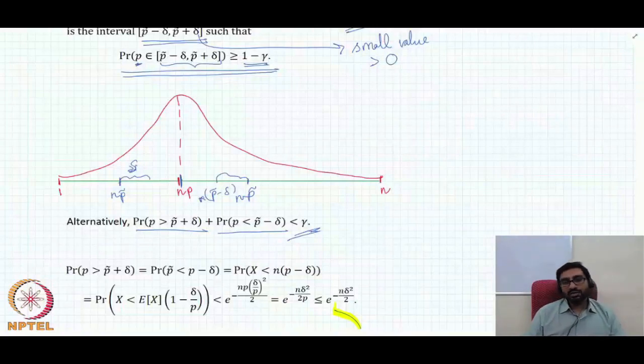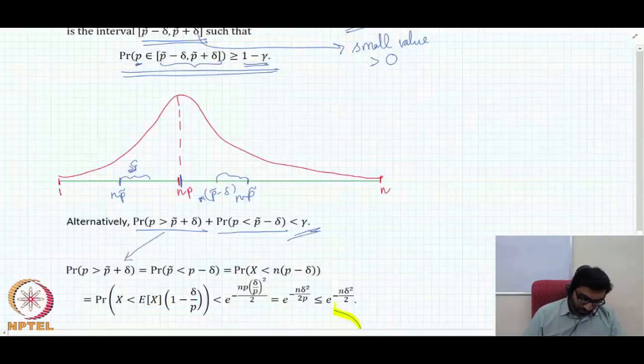So you can think of these two events as being the bad events, and we want to upper bound their probability. Let's focus on this particular bad event and bound its probability: the probability that p is greater than p tilde plus delta. We can rewrite that event as the probability that p tilde is less than p minus delta. We're just taking the delta over to the other side.